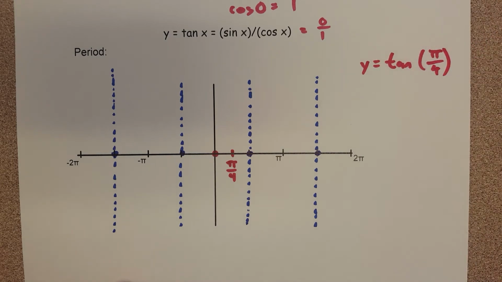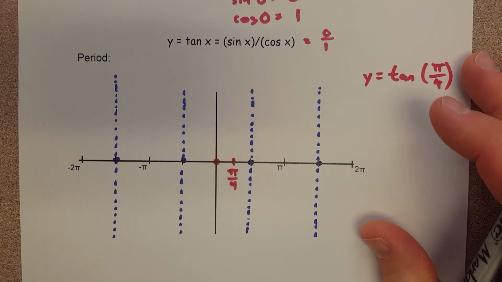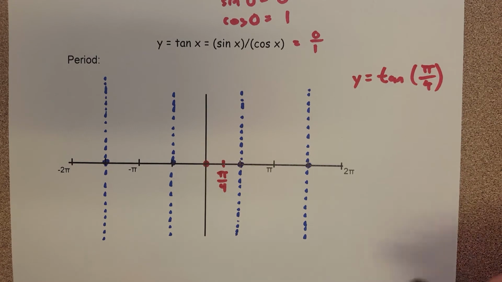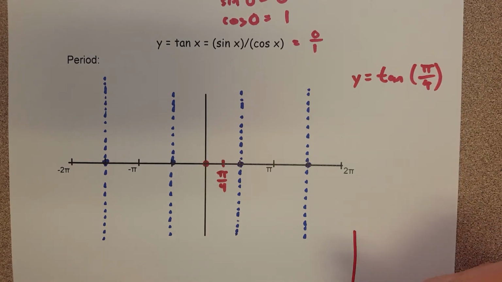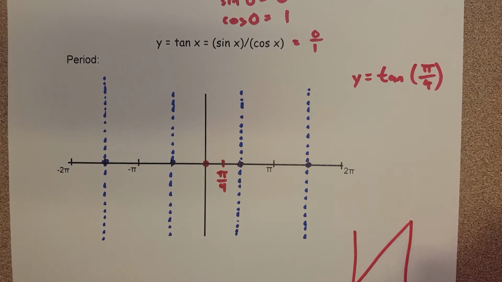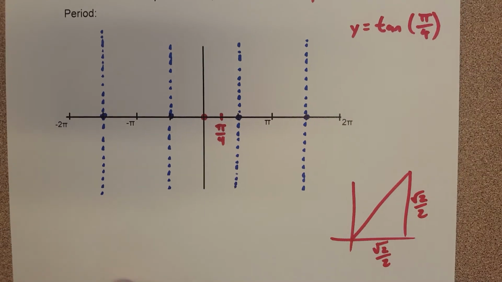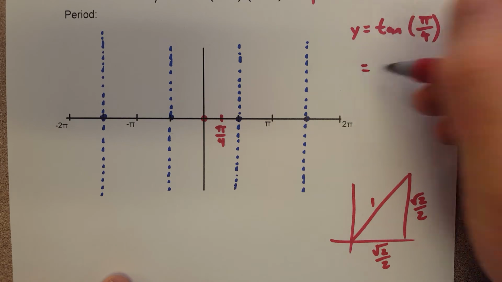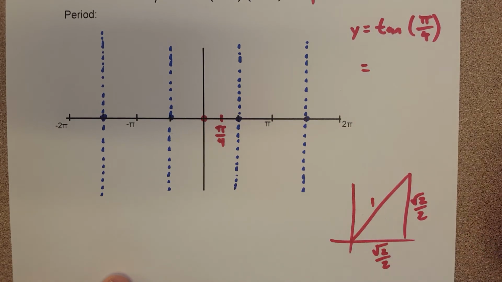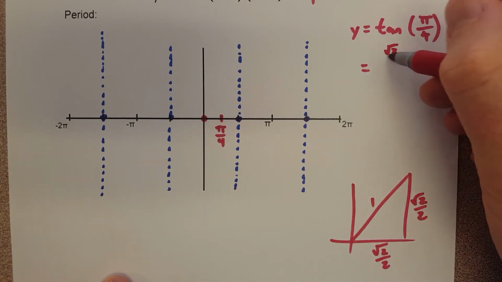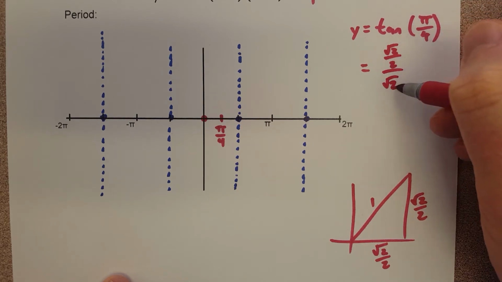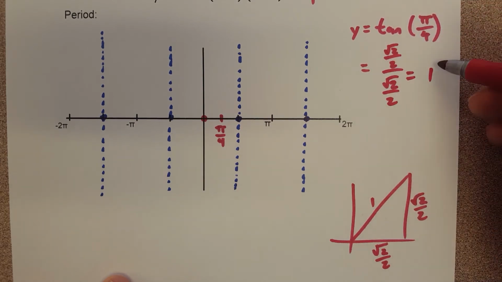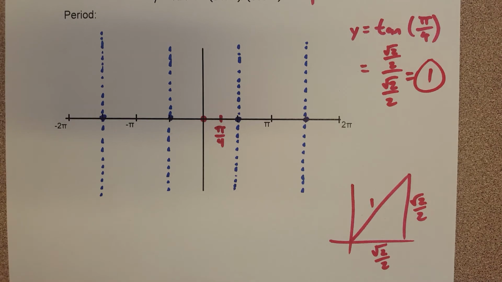Let's plug that in as a side problem here. Tangent of pi over 4. Now we again have to go back to our special right triangle. So if I have tangent of pi over 4, that is going to look like this. We've got square root of 2 over 2 for both of the legs, and then 1 for the hypotenuse. So tangent is opposite over adjacent, meaning that we'll have square root of 2 over 2 divided by square root of 2 over 2. So that is equal to 1. That's a nice, neat number.